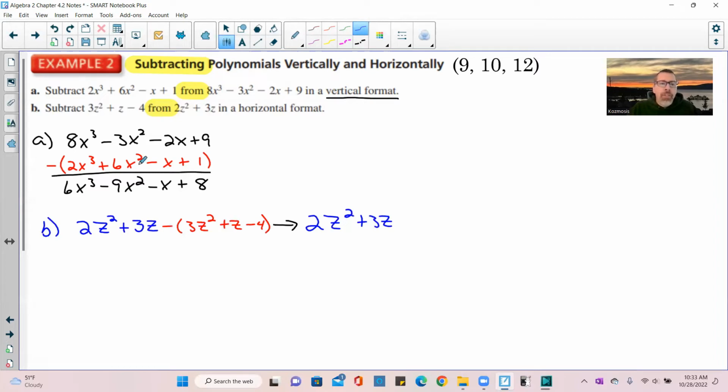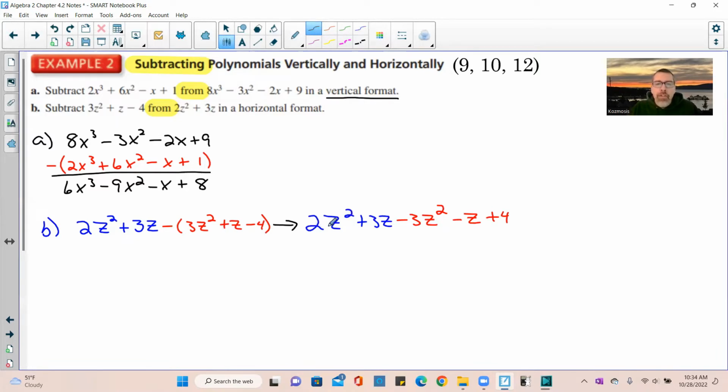And one way we can also do this, I didn't do it here, but you can, is just the minus sign here changes all the signs within. Think of it as negative 1 distributed. Negative 1 times a positive 3z squared is minus 3z squared. And then negative 1 times a z, positive z, is minus z. And this negative 1 distributed to a minus 4, minus the negative 4, is plus 4. Okay, so we changed all the signs in the parentheses of the second is what we did.